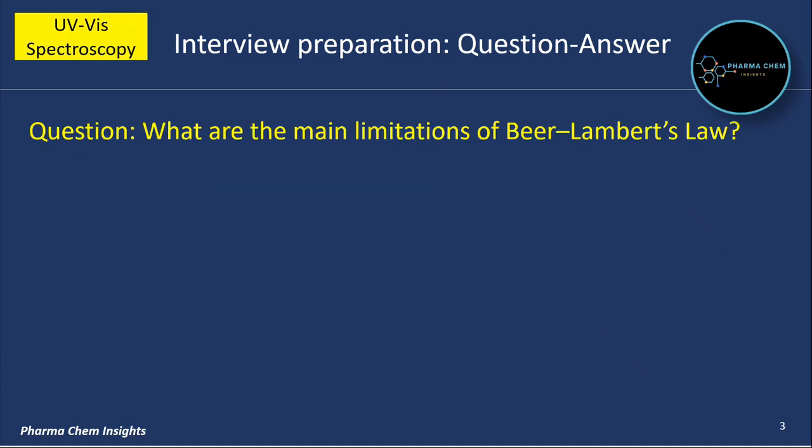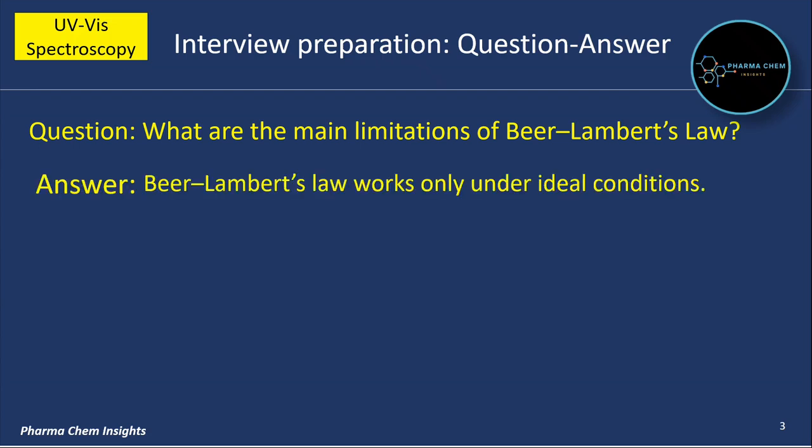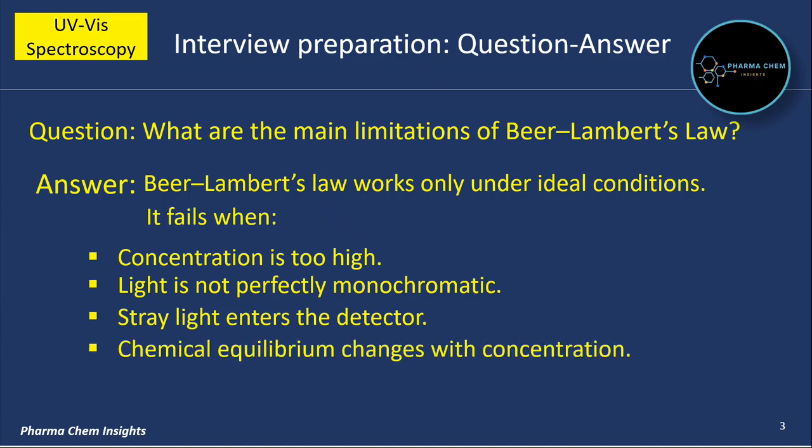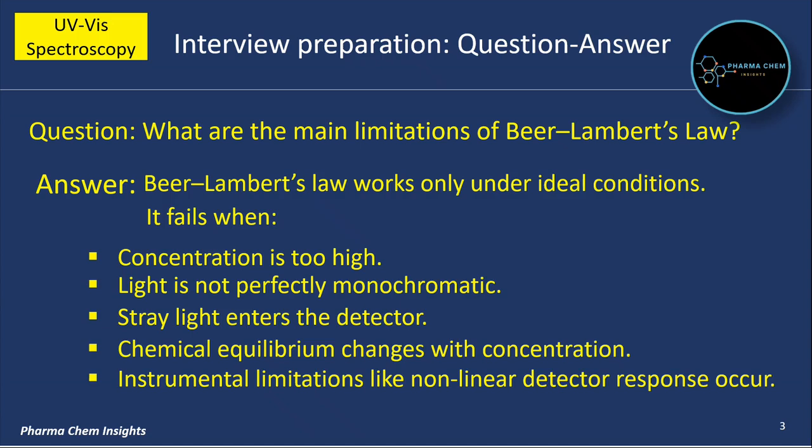What are the main limitations of Beer-Lambert's law? Beer-Lambert's law works only under ideal conditions. It fails when concentration is too high, light is not perfectly monochromatic, stray light, that is unwanted light, enters the detector, chemical equilibrium changes with concentration, instrumental limitation like non-linear detector response occur.